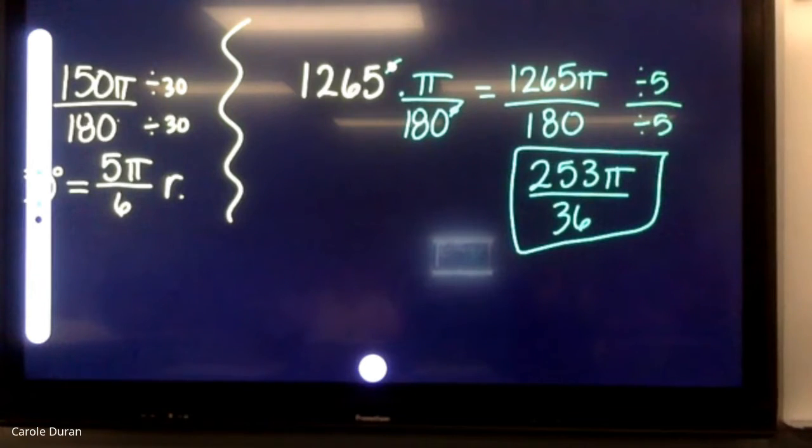It doesn't have to be pretty. We're just looking for the simplified fraction. Everyone okay with that? Anybody have any major issues with that?